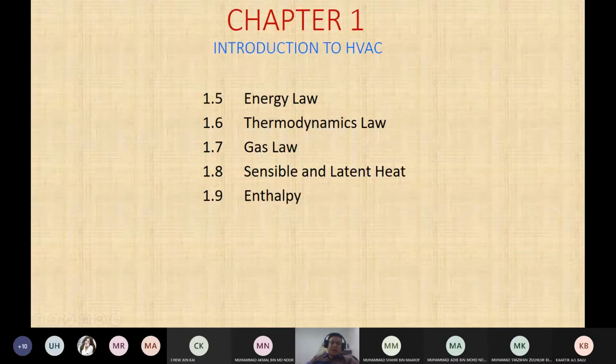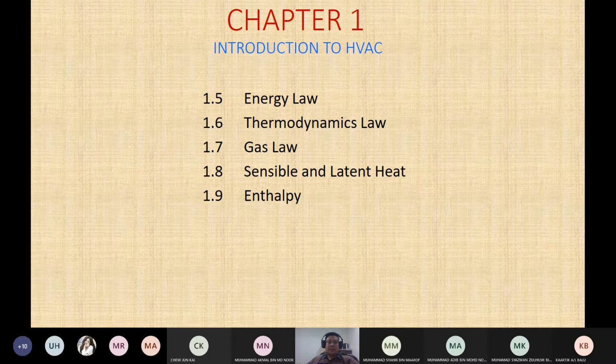Okay, in the second part of chapter one, we will discuss energy law, thermodynamics law, gas law, sensible and latent heat, and enthalpy. Every subtopic will be related to the HVAC system. Maybe it's not the first time for you to hear about the energy law, thermodynamic law, gas law, sensible and latent heat, enthalpy. Here we want to concern this topic in the HVAC system.